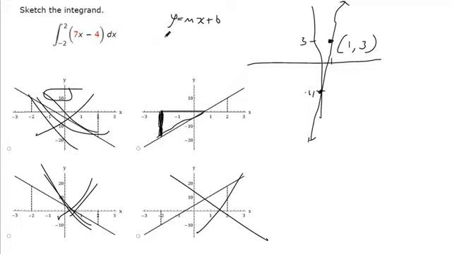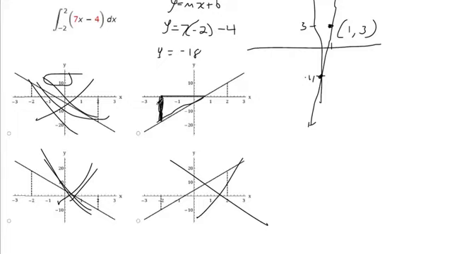So if you need to know a y value, then plug in the x value. So I want to know the y value when x equals negative 2. And if I simplify that, 7 times negative 2 is negative 14. Negative 14 minus 4 is negative 18. So this part of the triangle has a height of 18.